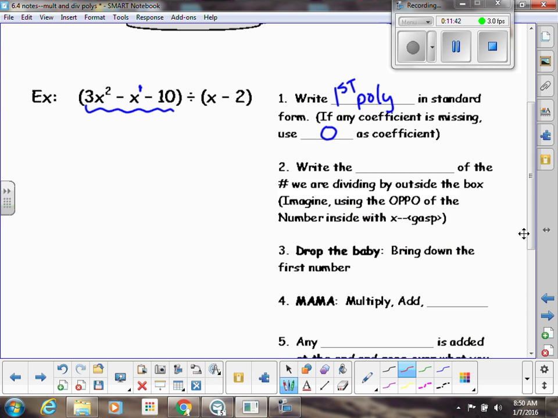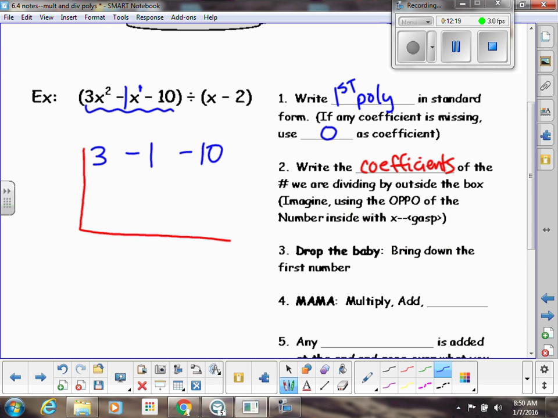So all we're going to do is write the coefficients of the numbers we are dividing by outside of the box. Okay, so here I'm going to show you what the box looks like. I'm going to draw the division sign, but I'm going to draw it differently. It's upside down. So I'm going to first put the coefficients of this first polynomial up here. And I'm just writing the coefficients, so notice there's no variables. And notice that I used a negative 1 there because that's the number in front of the x, and then a negative 10. Make sure you get the signs with that.